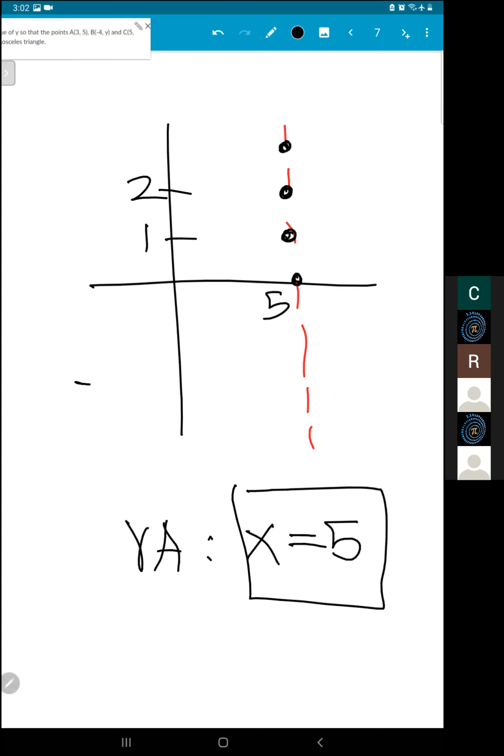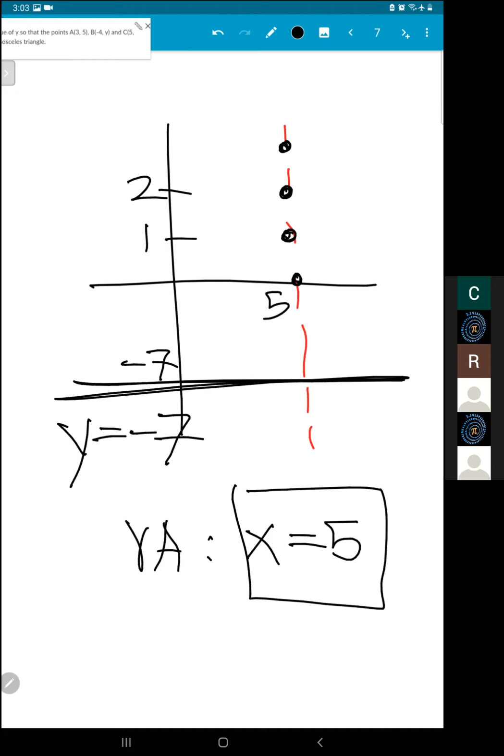For a horizontal line, y equals. For example, negative 7. So the equation of this horizontal line is y equals negative 7.